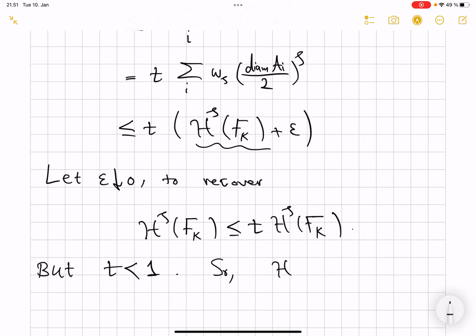So Hs of Fk, okay, when can we have this although t is strictly less than 1? Either this Hs of Fk is infinity, or it's 0. But it's not infinity. Remember that Hs of Fk is less than Hs of all of F. That is less than Hs of all of E, but that by assumption was finite. So the only case is 0. And that is precisely what we wanted. This is for arbitrary k, and F is union of Fk. So we have proven that Hs of F is 0.